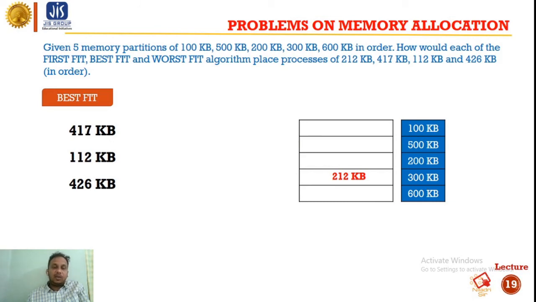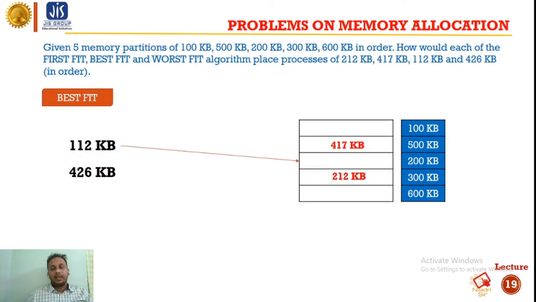Next one is 417 KB. 417 KB can be inserted at 500 and 600, and the smallest among 500 and 600 is 500. So it has been inserted at 500. Next one is 112 KB. It can be inserted at 200 KB and 600 KB, and the smallest among them is 200 KB. So it is inserted at 200 KB.